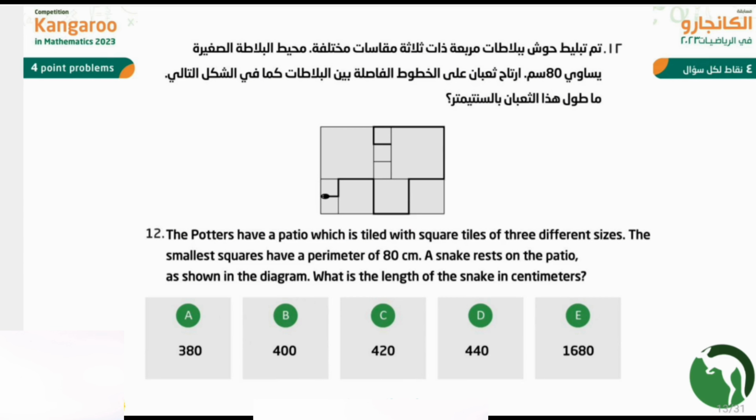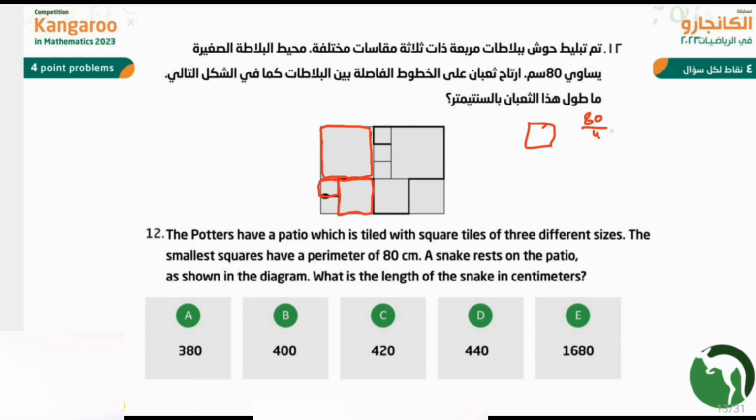In question number 12, the Potters have a patio which is tiled with square tiles of three different sizes. The smallest square has a perimeter of 80 centimeters. A snake rests on the patio as shown in the diagram. What is the length of the snake in centimeters? So here we have three different sizes. We have the small square like this one, the medium square, and the large square.